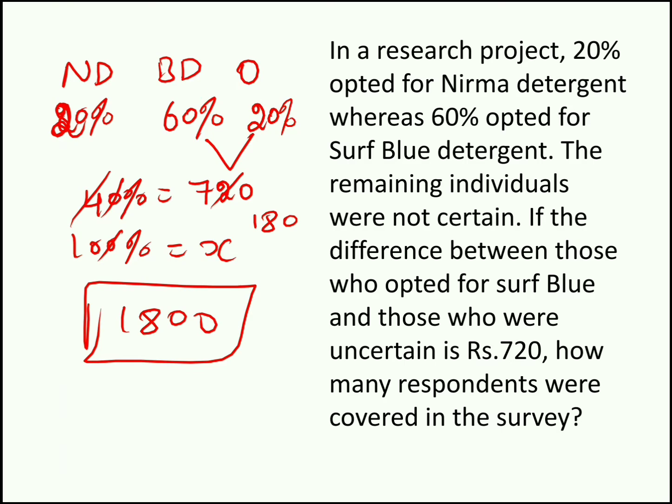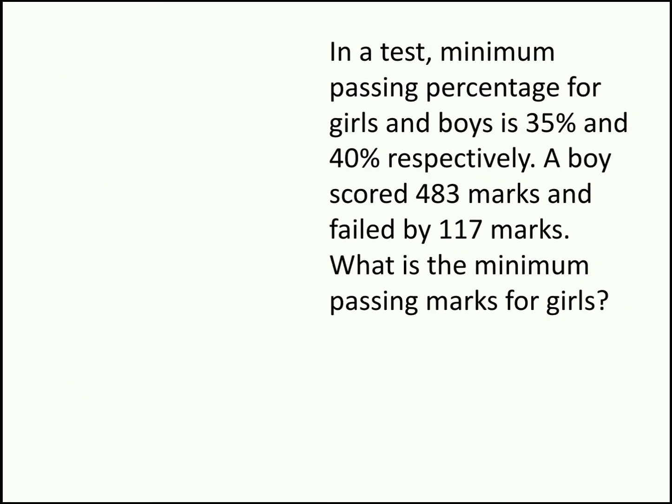Moving to our 9th question. In a test, minimum passing percentage for girls and boys is 35% and 40%. A boy scored 483 marks and failed by 117 marks. What is the minimum passing marks for girls? So for girls, 35% is passing marks. For boys, it is 40%. A boy scored 483 marks and he failed by 117 marks.